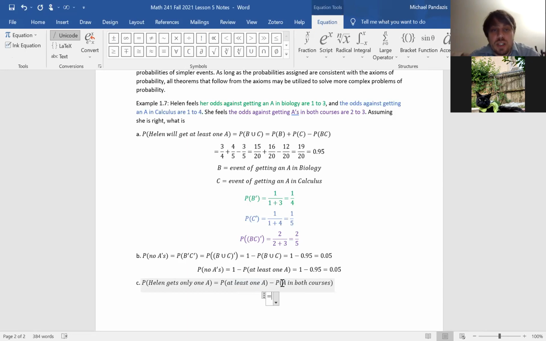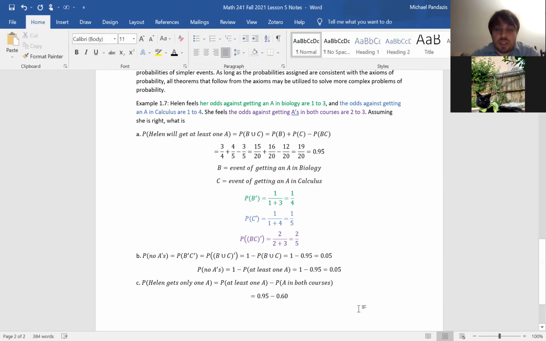So the probability of at least one A we already found in part A, that was 0.95. But then you subtract the probability of an A in both courses. Well, the probability of her not getting an A in both courses is 2/5. So that's 3/5. Right? 3/5 as a decimal is 0.60.